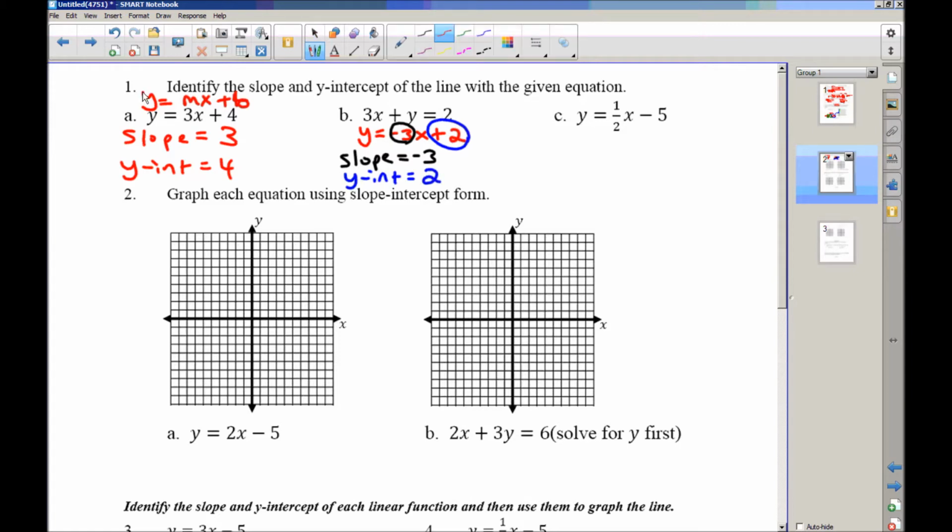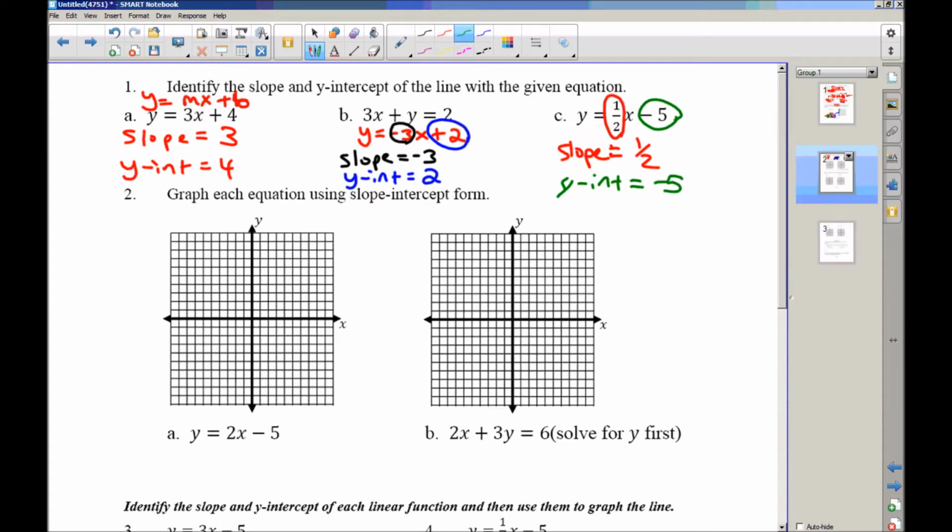And part C, it's already solved for y again. So our slope is the number with the x, so our slope is 1/2. And the y-intercept is the constant term on the end, so our y-intercept is -5. Don't forget the subtraction with the 5.